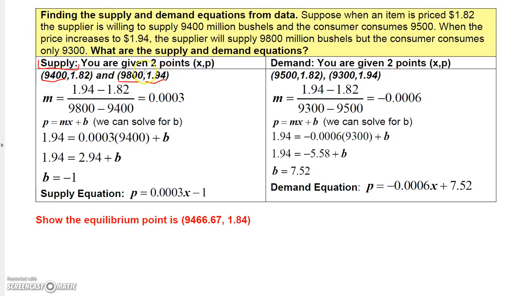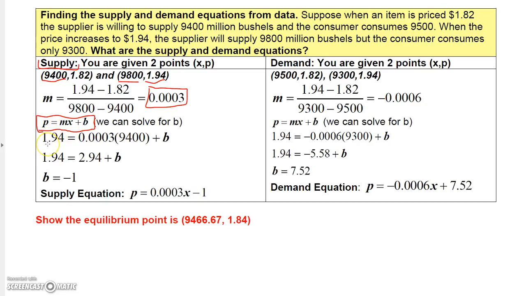So for our supply equation, we can use these two values to get our slope. So take $1.94 minus $1.82 over 9,800 minus 9,400, and then just plug it in your calculator, and you get 0.003. Now, P is a linear equation, so I'm going to just say P equals mx plus b, and I'm going to use x this time for quantity instead of q. Sometimes you can use x or q.